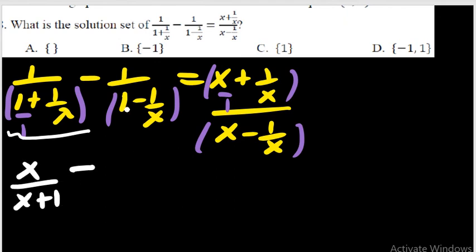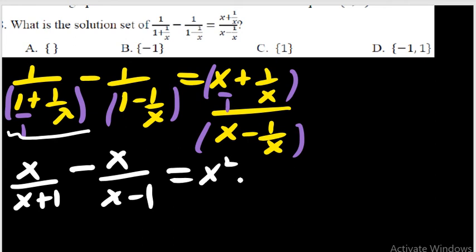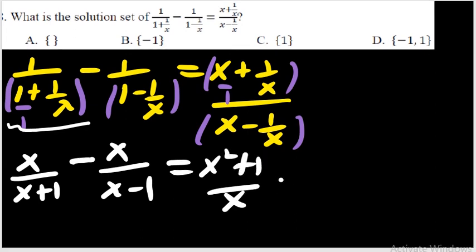Minus this also, x minus 1 over x. When you flip it, it will be x over x minus 1. Remain is equal to, here the upper part will be x squared plus 1 over x, but the lower part, when you come to the down part, is going to be x squared minus 1 over x. So when you flip it, it will be x over x squared minus 1.